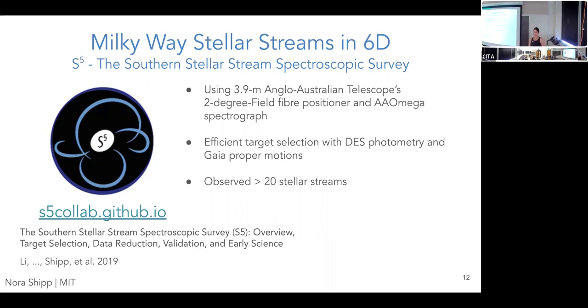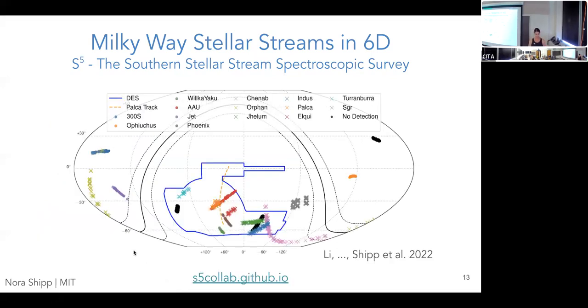And so far, S5 has observed more than 20 stellar streams. If you're interested in learning more, we have a website here, and you can check out the overview paper, which was led by Ting. Okay, so here's a figure from one of the other recent S5 papers that Ting led on our first dozen streams. I mentioned S5 has observed more than 20, but here's a summary of the first dozen.